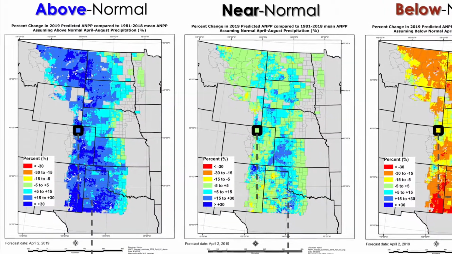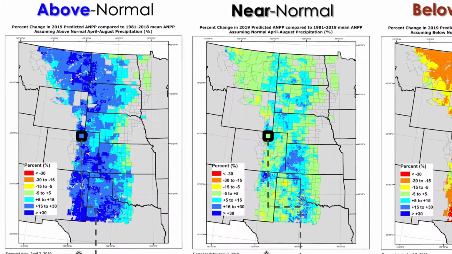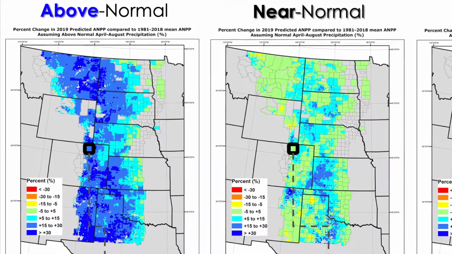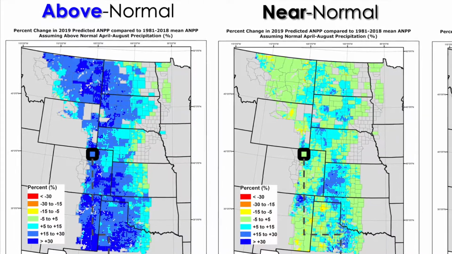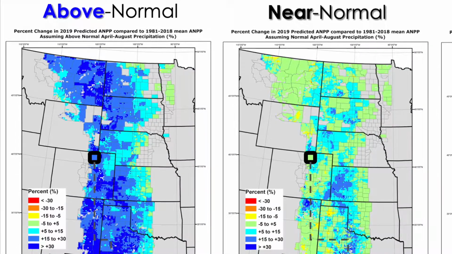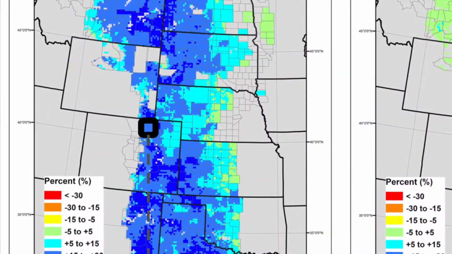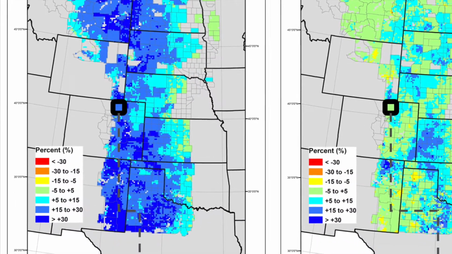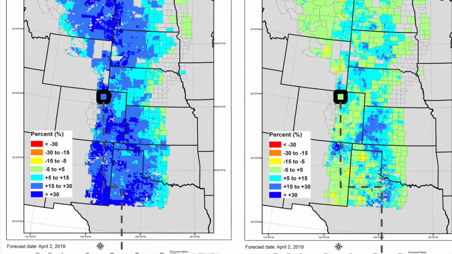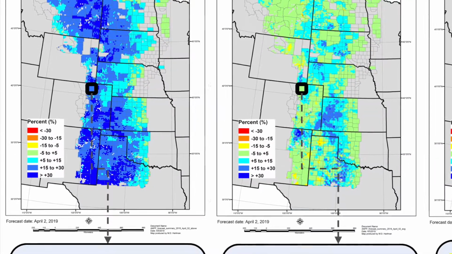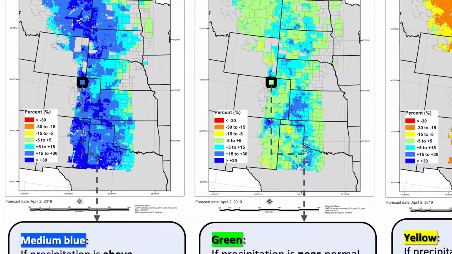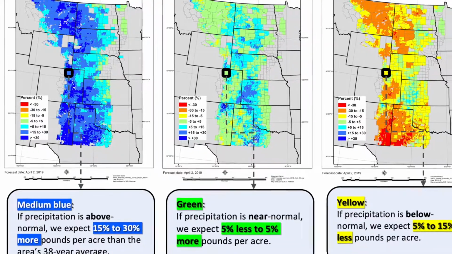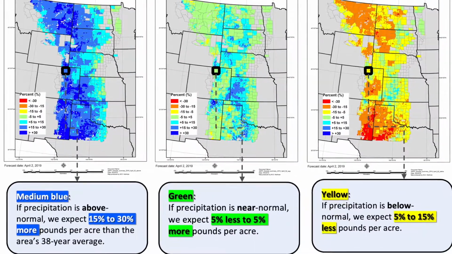The map on the left shows how many pounds per acre could be expected to grow compared to the area's 38-year historic average if precipitation totals are above normal from April through the end of August. Notice the medium blue coloring in that area and look at the legend on the left-hand side. It tells us that if precipitation in this area is above normal for the rest of the growing season, you could expect 15 to 30% more pounds per acre than the area's 38-year average.